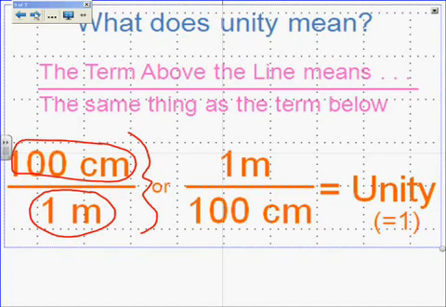And when you have a fraction that is equal to unity, you can flip it, and even if you flip it, make it reciprocal, it's still going to equal unity. It's kind of like equaling 1. And we use these fractions stacked next to each other in order to make a conversion.